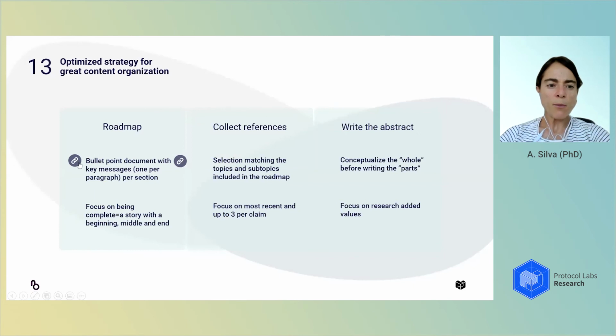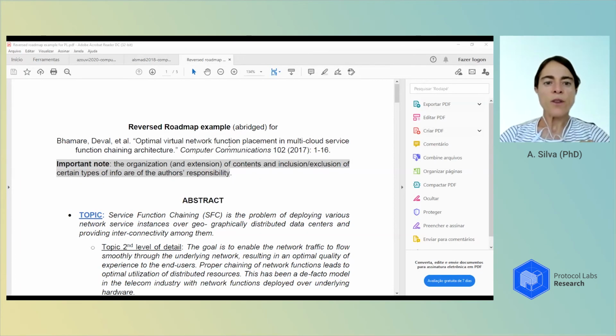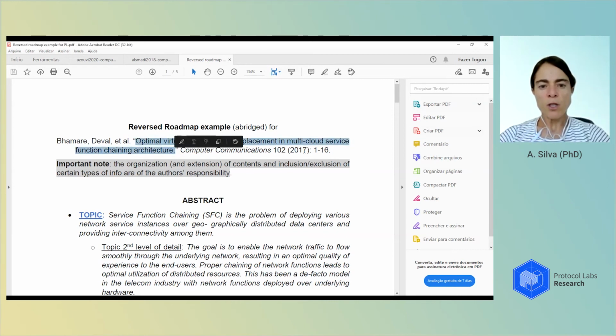So this roadmap, I'm going to show you how it looks. This is a reverse mode roadmap example that I've done for this publication. There's this paper published, you have a reference here: optimal virtual network function placement in multi-cloud service function chaining architecture. Again, I'm not of the field.